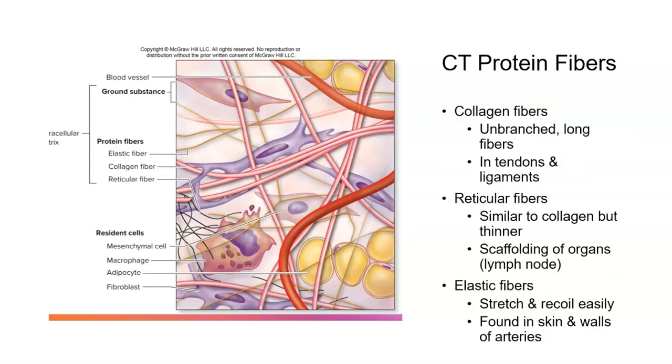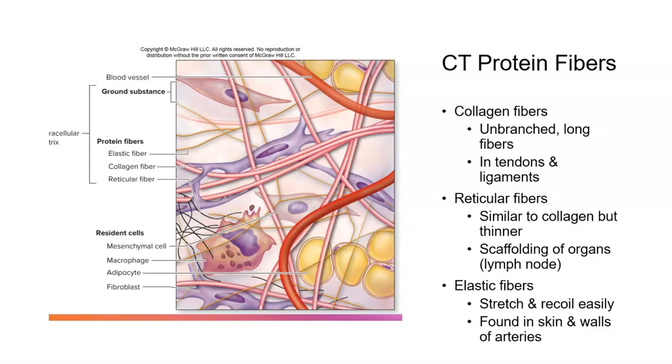The protein fibers in connective tissue serve to strengthen and support the tissue. We have three categories of these. Your collagen fibers are sort of cable-like. They're long protein fibers that are very strong, but they're flexible and resist stretching. So these fibers are stronger than a steel cable of the same diameter. That's pretty amazing, right? Yeah, the human body is pretty amazing.